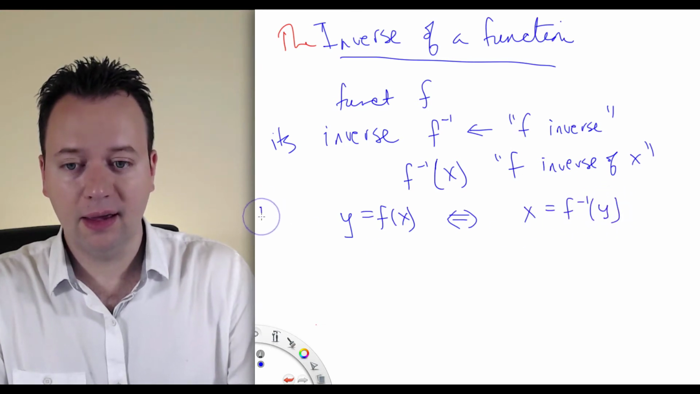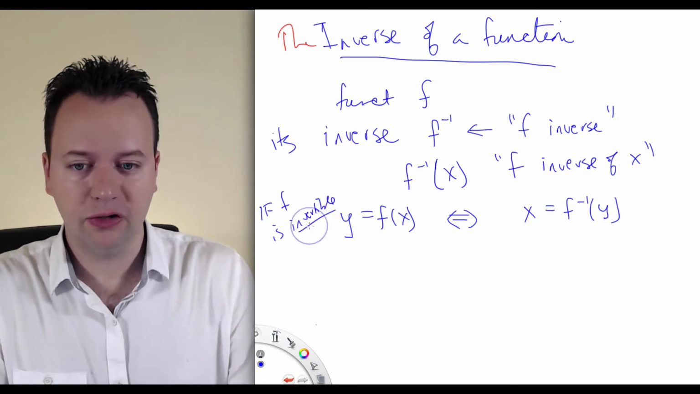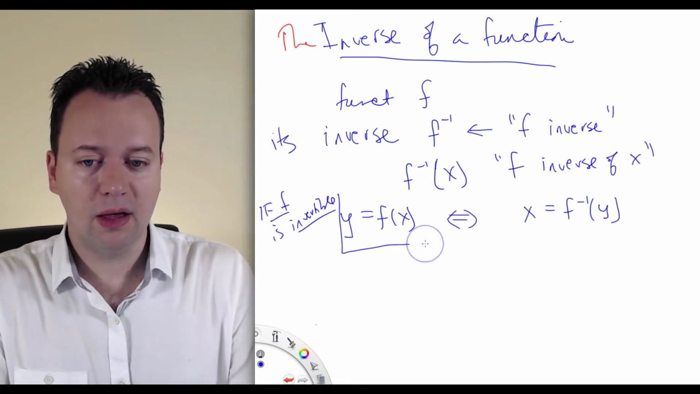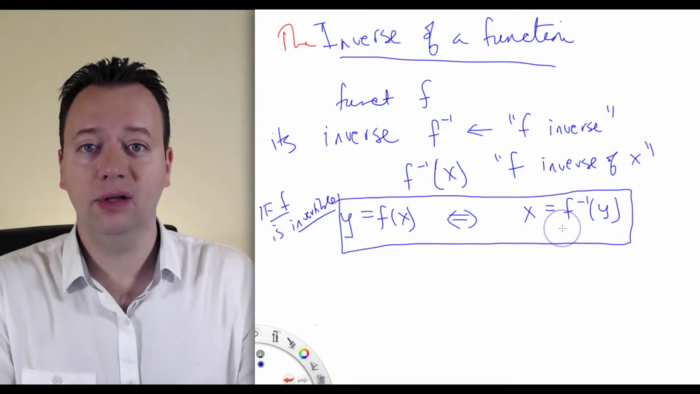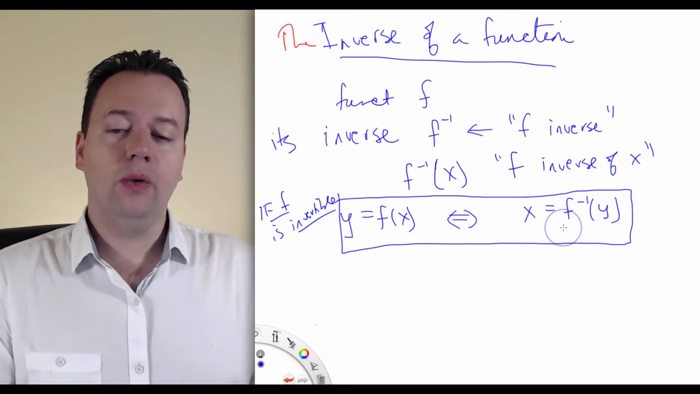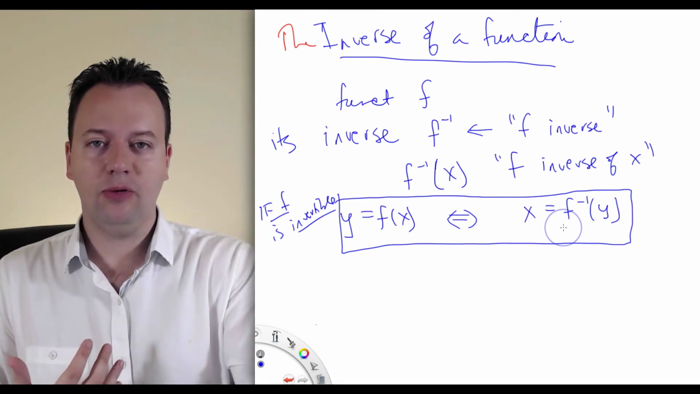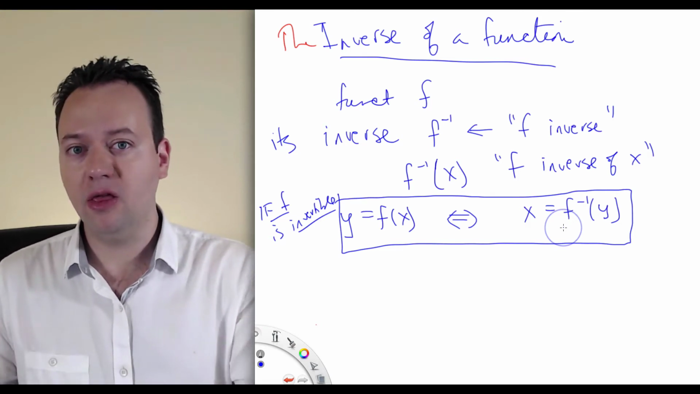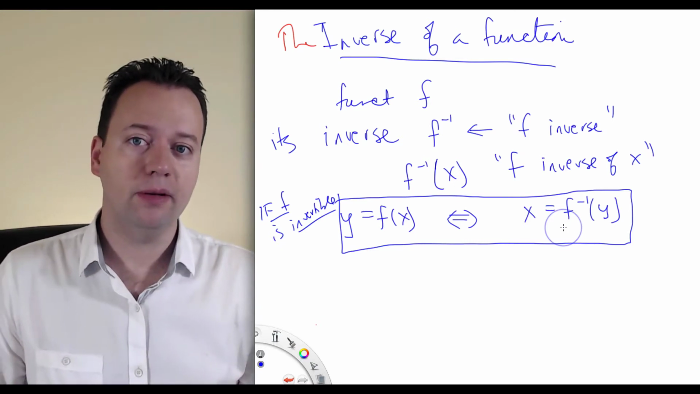We have to say if f is invertible. It's not always possible to get an inverse function, so let me write a little caveat on the side. If f is an invertible function, then y equals f of x if and only if x is equal to f inverse of y. In other words, the function f starts with the input and gives you the output. Now suppose you have an output and you want to know where it came from. Then you say, what's f inverse of that output? And it tells me the input.